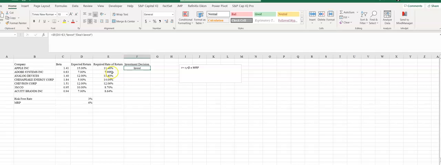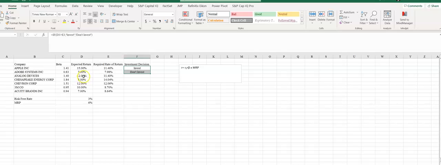Obviously, in this case, since the expected return does not sufficiently compensate us for taking this risk, which requires a 7.98% return, we are not going to invest. So if I copy this in here, the logical test will tell me that I should not invest. And actually, I could do the same thing for the third company.